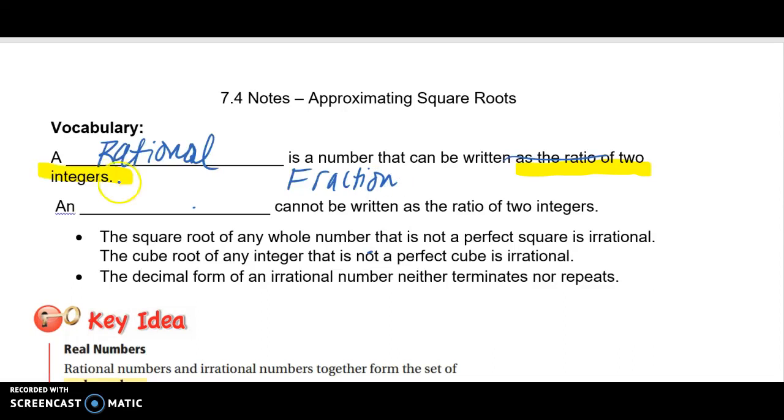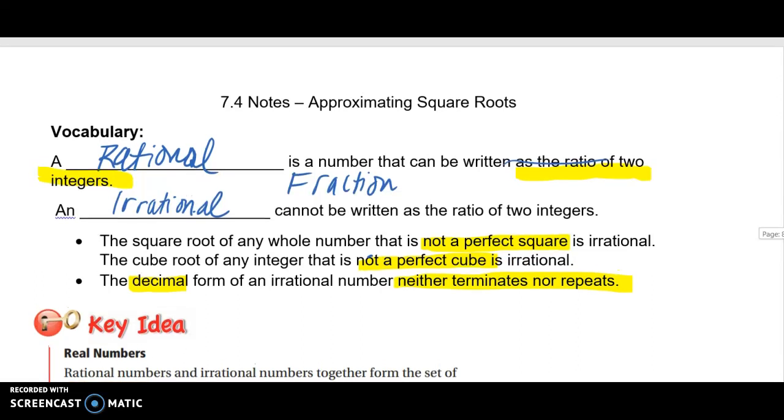Our second definition is of irrational numbers. An irrational number is something that cannot be written as the ratio of two integers. And then we've given you some examples down here. So things that are not perfect squares, anything that is not a perfect cube, and any decimal that neither terminates nor repeats. So let's take a look at some of the examples we have down here in our graphic organizer.